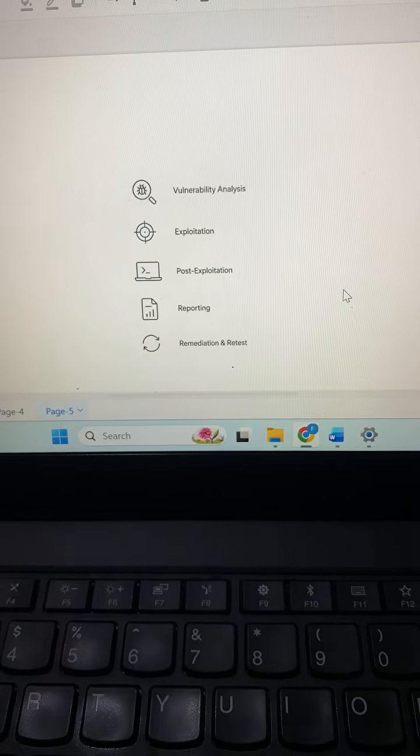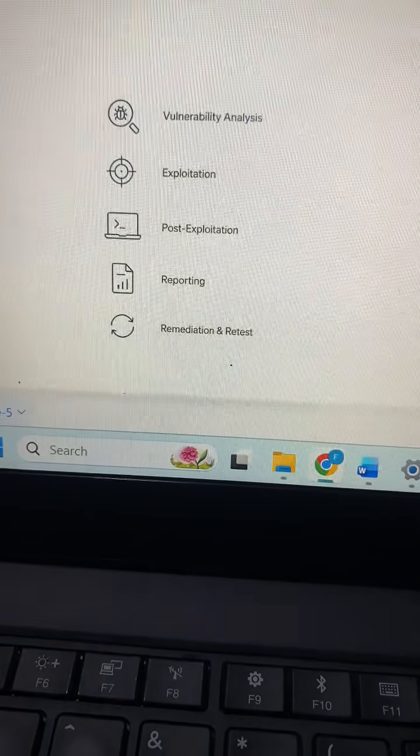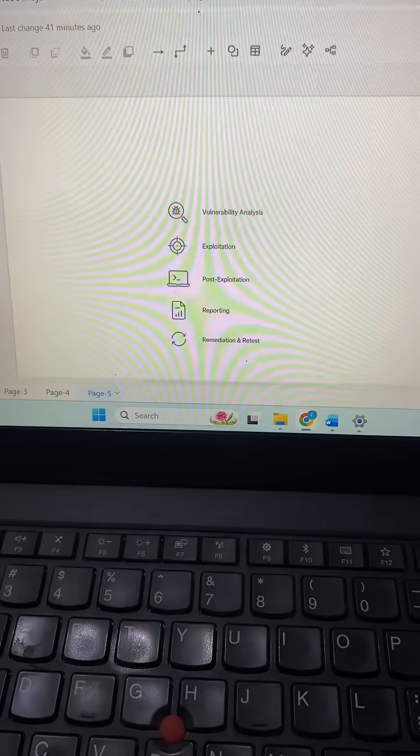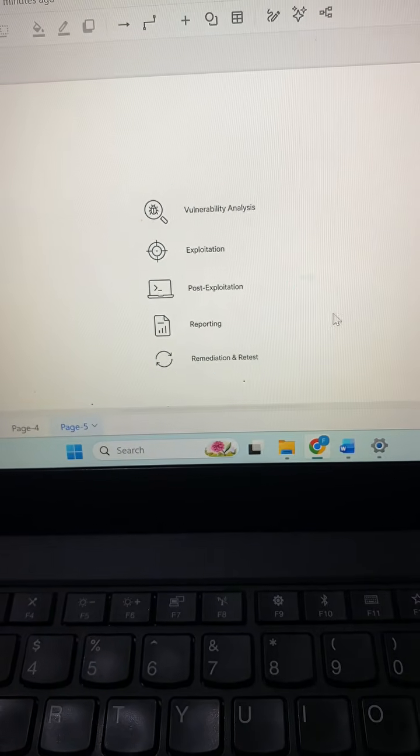Finally, everything is documented in a report. And after the vulnerabilities are fixed, they should be tested again to make sure the remediation actually works. So the process doesn't just end when a vulnerability is found. So that is what I learned on day one.